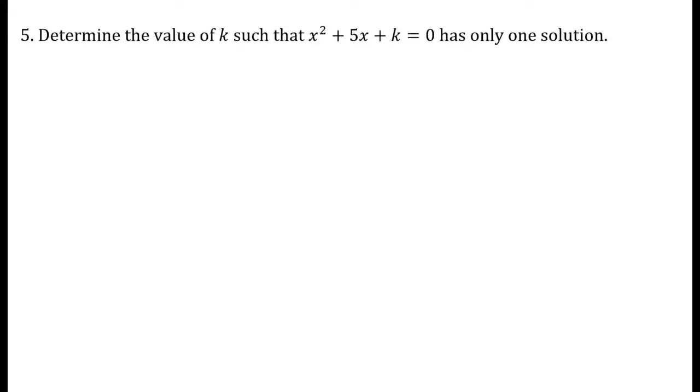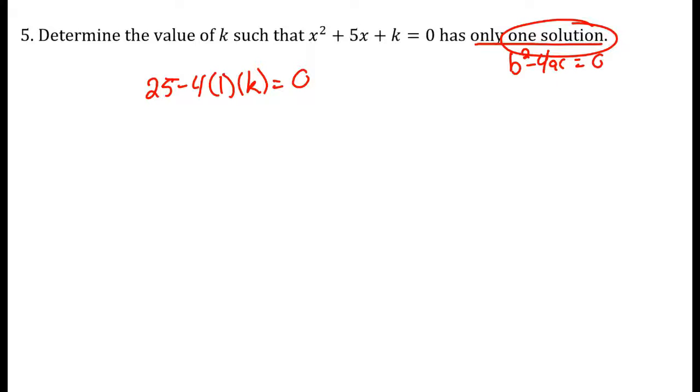Number 5. Determine the value of k such that x squared plus 5x plus k equals 0 only has one solution. Well, if something only has one solution, the discriminant is 0. So what's the discriminant of this expression here? B squared 25 minus 4 times 1 times k equals 0. I want it to equal 0 because I only want one solution. 25 minus 4k equals 0.